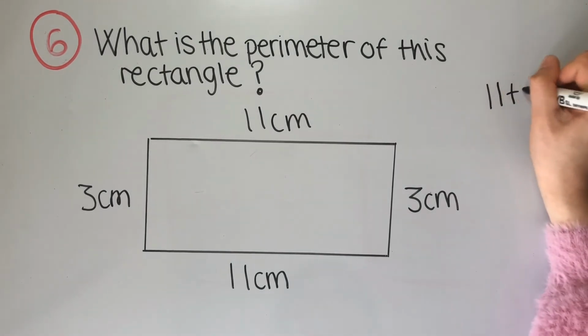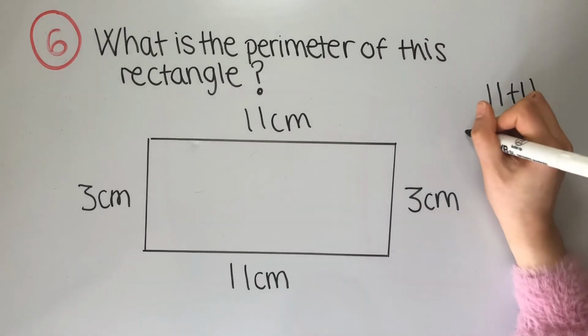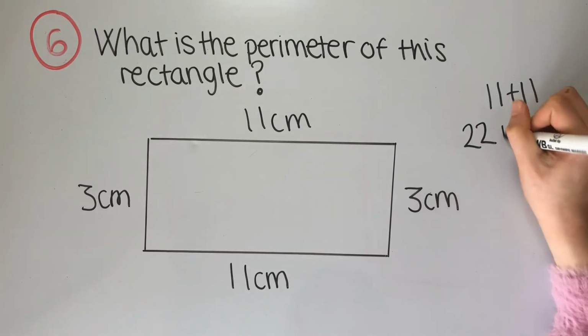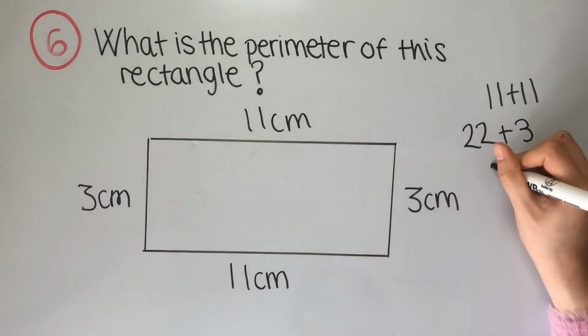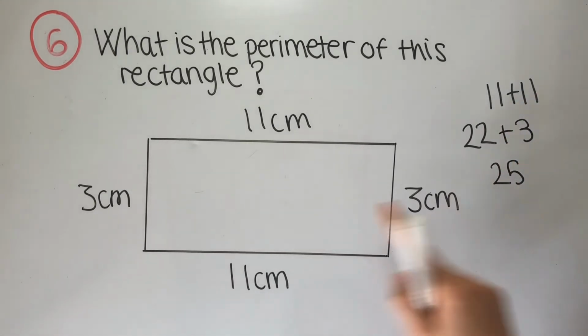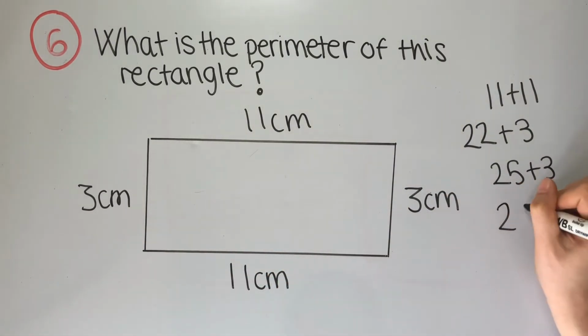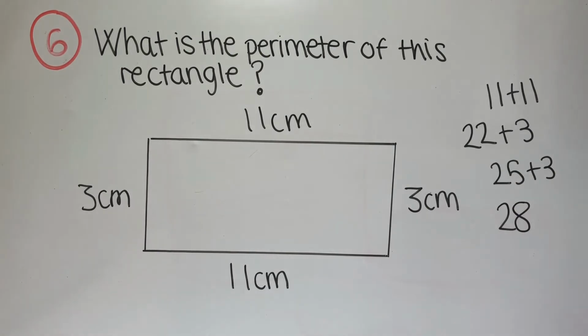What we're going to do is add all the sides together. 11 plus 11 gives us 22. 22 plus 3 gives us 25. 25 plus 3 gives us 28. And our answer is 28 centimetres.